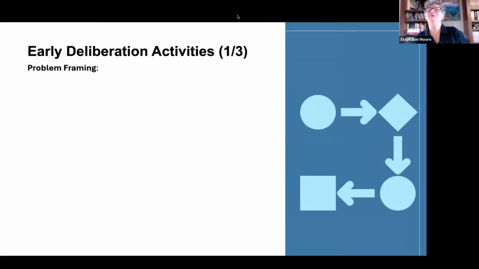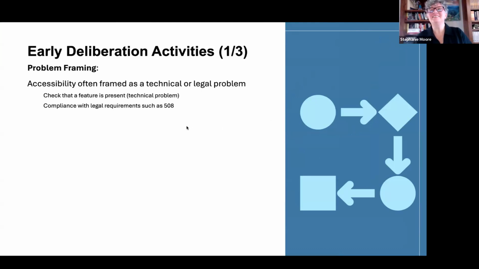So one of the early deliberation activities that I mentioned is problem framing. I think I could talk about problem framing for days, and I fangirl over Vanessa Svila's work on this day in and day out. So go ahead, Beth.